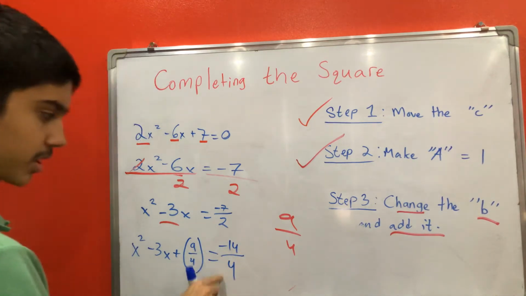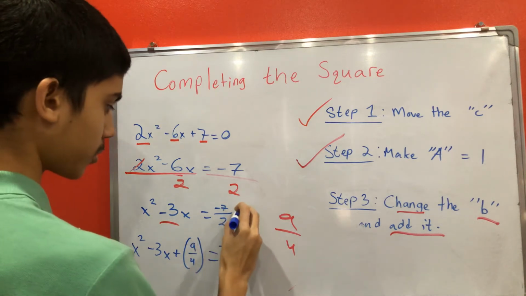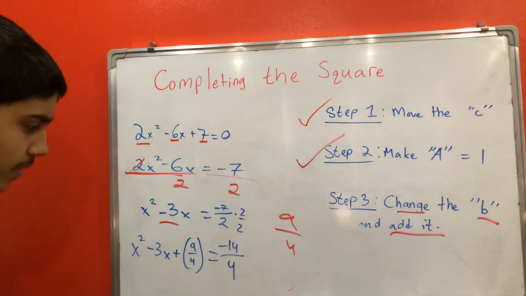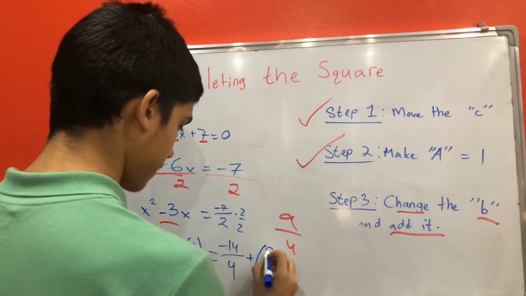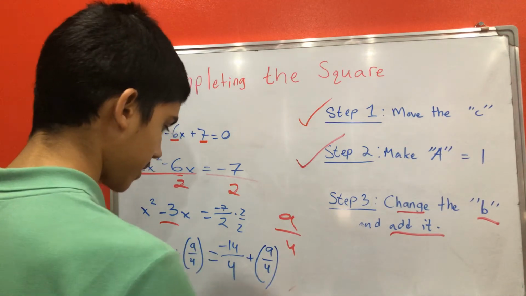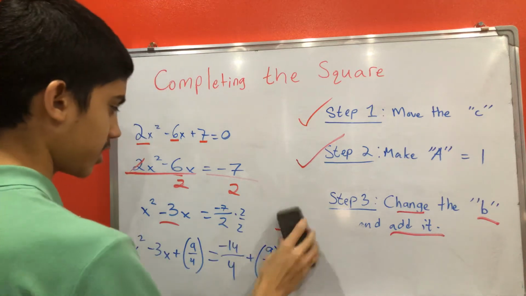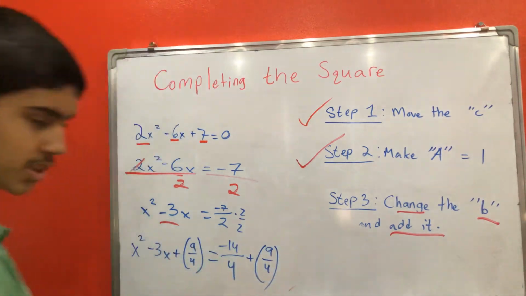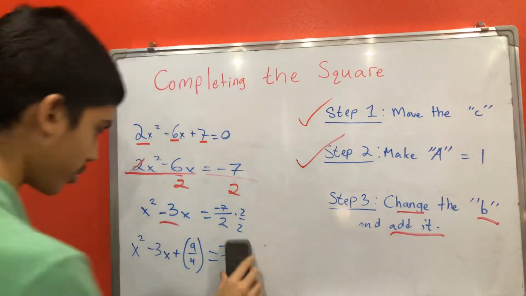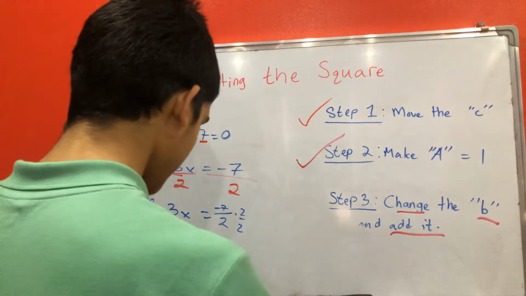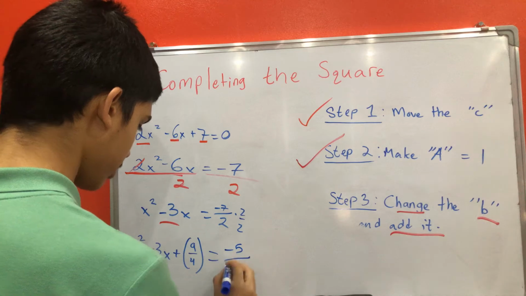I'm also going to make this negative 14 over 4. I just multiply it by 2 over 2, which is 1. And then we're going to add on plus 9/4. The reason that I changed this negative 7 over 2 is that now it's easy to add these fractions. When we do so, we get negative 5 over 4. This will become negative 5 over 4.